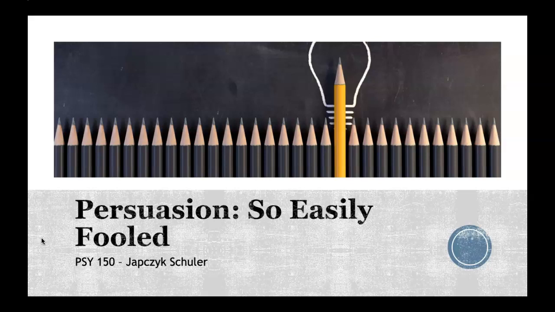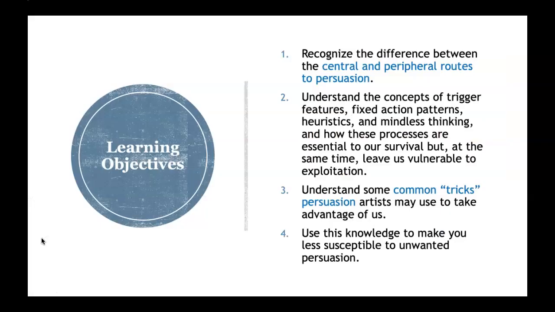So let us begin with persuasion, so easily fooled. With our learning objectives, what I really want you to take home with you are the foundational concepts that are going to help you understand how we may be directed to behaving or developing attitudes in a certain way. With persuasion, we're going to talk about central and peripheral routes of persuasion. As you know and have experienced through life, there are different ways people try to get you to do things, right? Or to change your mind. We're going to look at what those two general routes are and what they consist of.